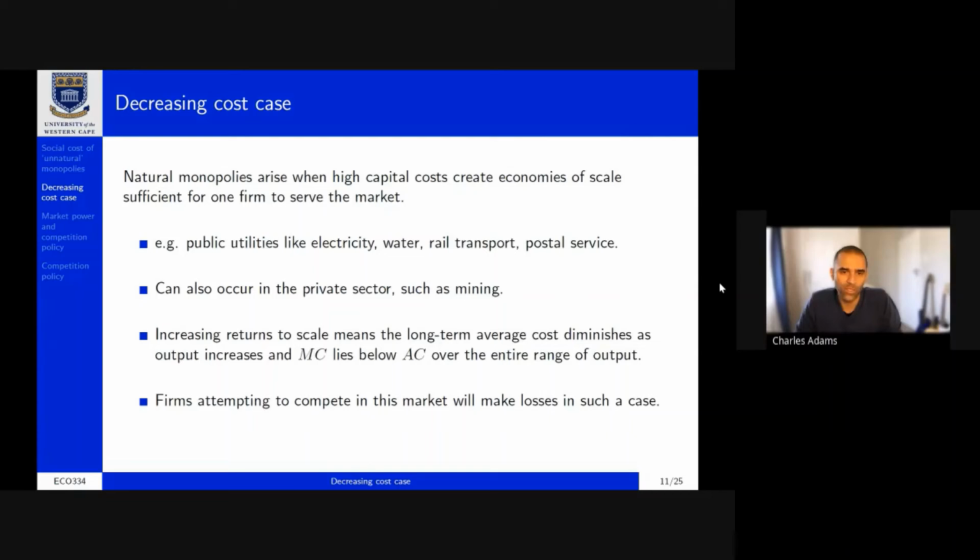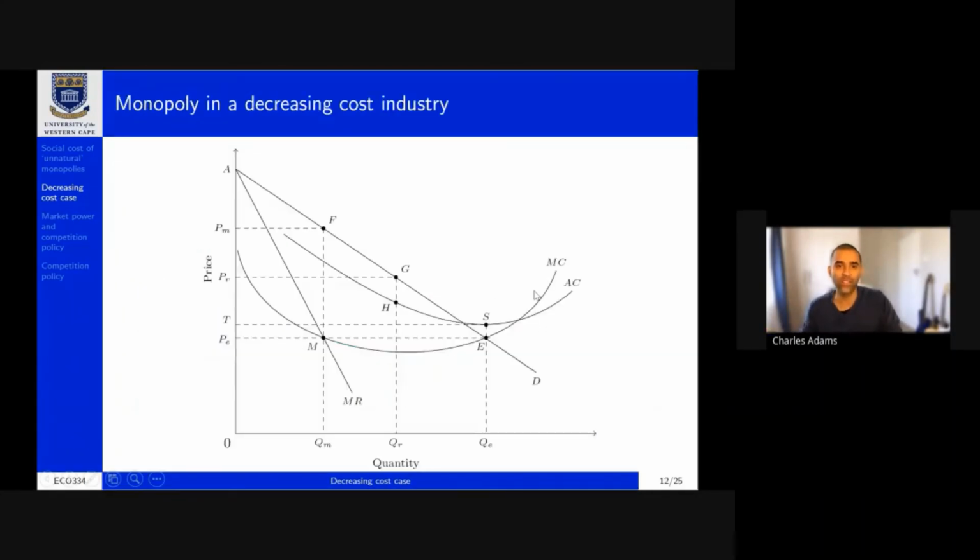It can also occur in the private sector, so it's not just things that traditionally were publicly provided. In the scenario of natural monopolies, marginal cost lies below the average cost over the range of output needed to serve the market. What this means ultimately is that any attempt to compete in this market will result in losses to all firms, because they will have to reduce the price. In the case of perfect competition, if price equals marginal cost, and marginal cost lies below average cost, the firm at that point is making a loss, not a profit.